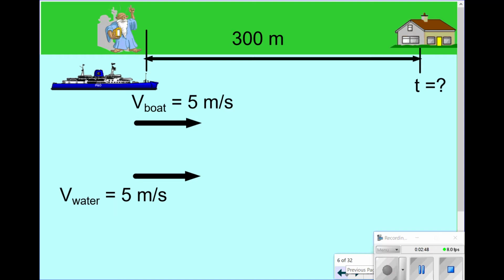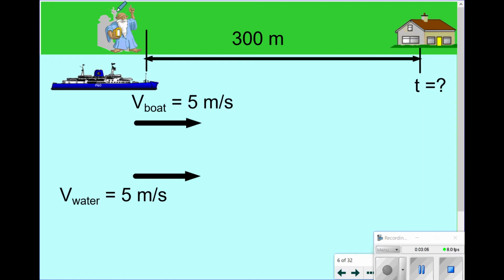But let's say I have a situation where there is the boat traveling at 5 meters per second, just like before, but instead of a lake, this is a river, and the river is also flowing at 5 meters per second to the right. How much time does it now take for the boat to reach the house?